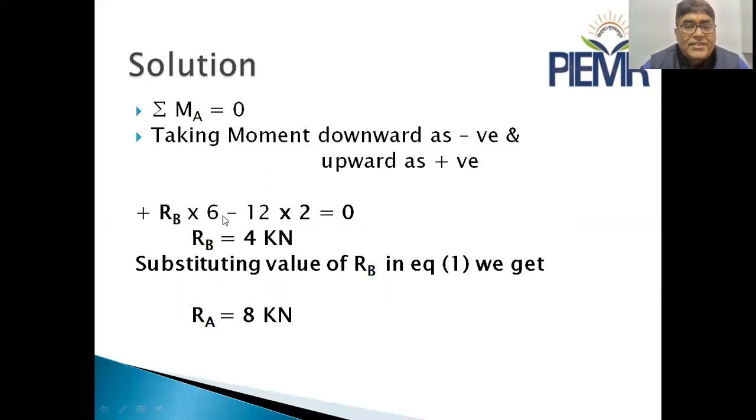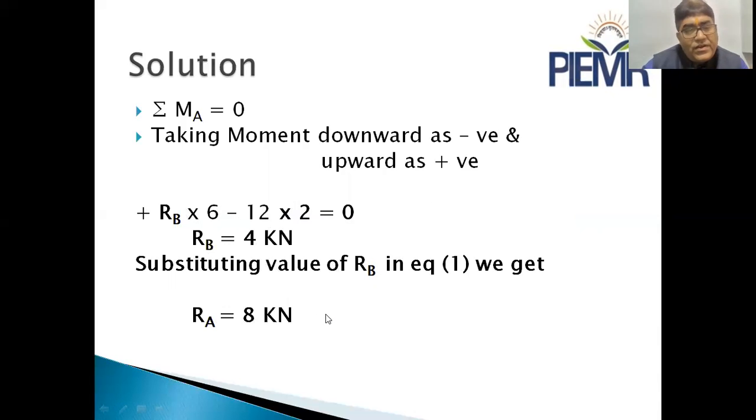The moment of the reaction B at point A will be RB into 6, because it is at a distance of 6 from point A. It has positive sign because it is upward, and the 12 kilonewton force is downward, therefore its sign is negative. This 12 kilonewton force is at a distance of 2 meters from point A, so the moment created by it will be 12 into 2. The sum of all moments at point A is equal to 0. Solving this equation, we get RB equal to 4 kilonewton exactly, and substituting the value of RB in equation number 1, we get RA equal to 8 kilonewton.